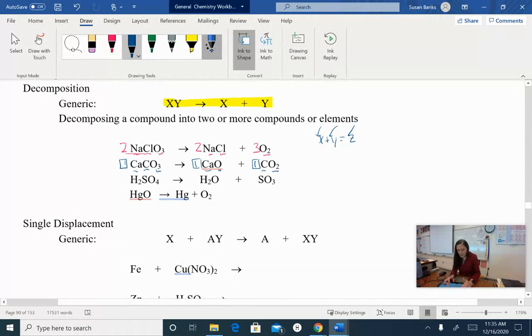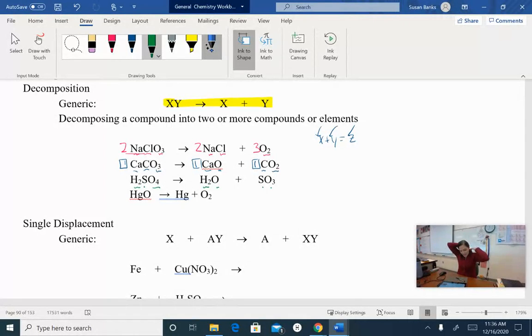Next up, I have sulfuric acid decomposing to water and sulfur trioxide. So let's balance this. I've got 2 hydrogens, I'm okay here. 1 sulfur, 1 sulfur. 4 oxygens. 1 plus 3 gives me 4. That is another equation that I don't need to put coefficients in. Remember though, a coefficient of 1 is implied.